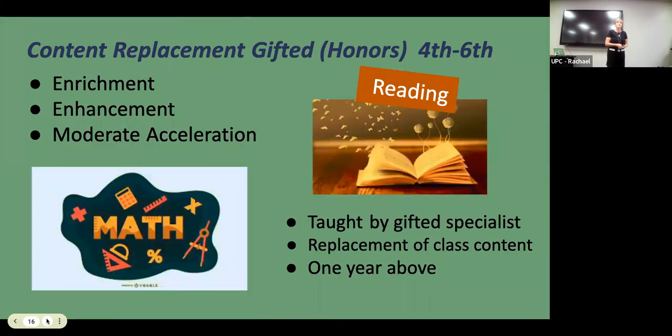So content replacement, gifted, otherwise honors, we oftentimes call it. That's a recognition that by 4th, 5th, and 6th grade, we need more than that mild acceleration. We still need that opportunity for enrichment. We still need that enhancement because we still need that complexity. But now we're at the point where we need to add some acceleration in. And that acceleration is about a year above grade level in reading and in math. That's critical if we want to continue to see growth. So we have to build that into the system.